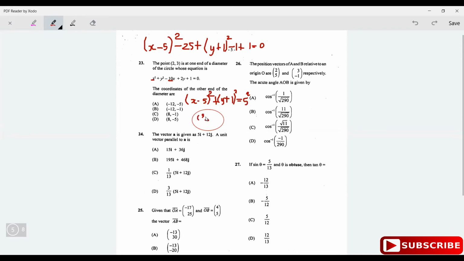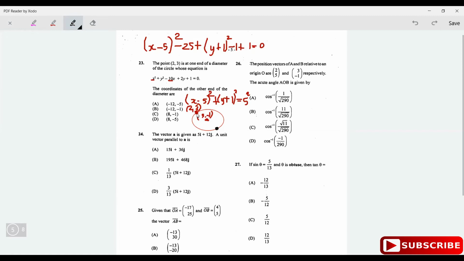5 minus 1. That's the center. And then they give us one endpoint, which is 2, 3. 2, 3 could be somewhere right here. All right, this is the point 2, 3. And we need the other end of the diameter. The other end of the diameter is going to be somewhere over here.